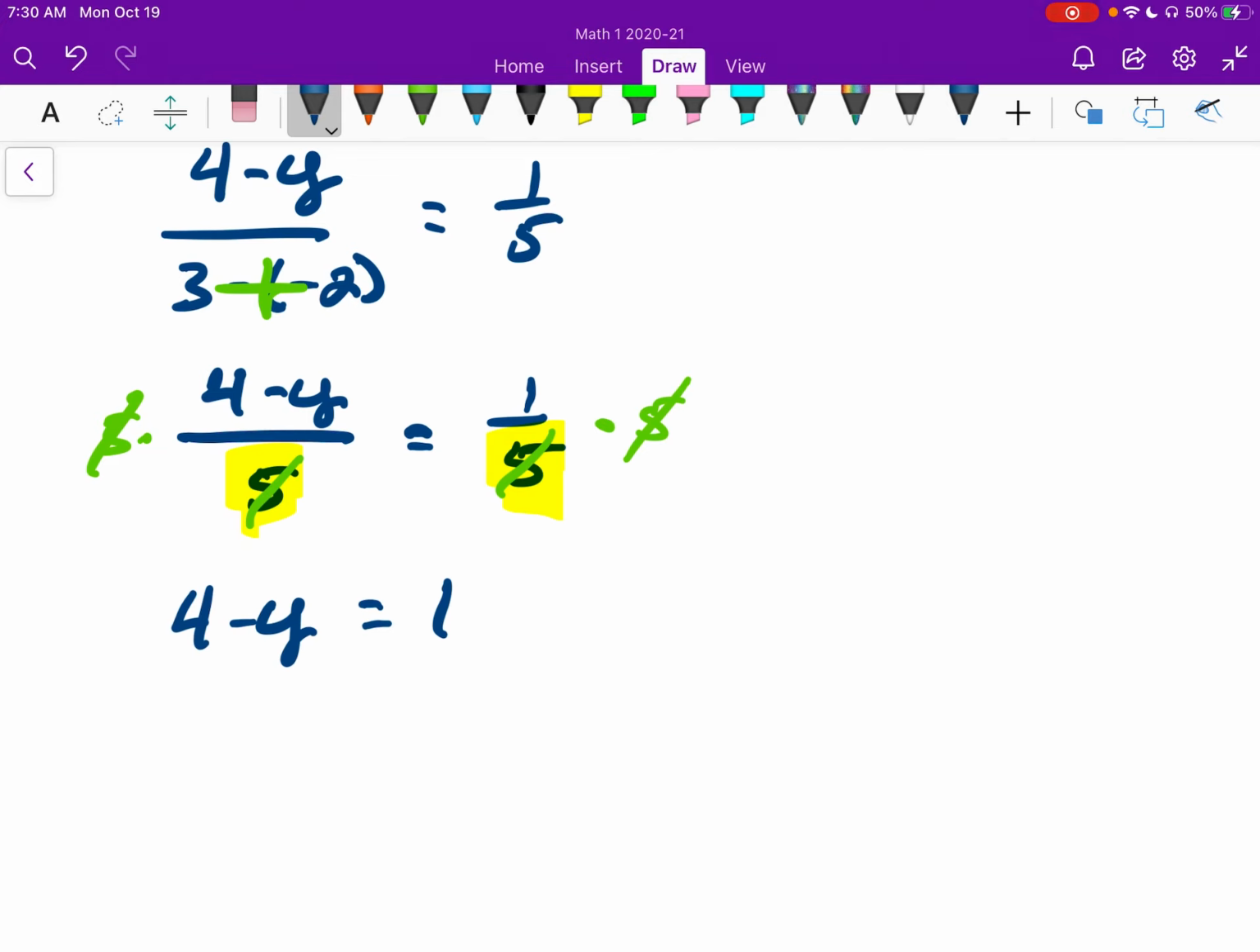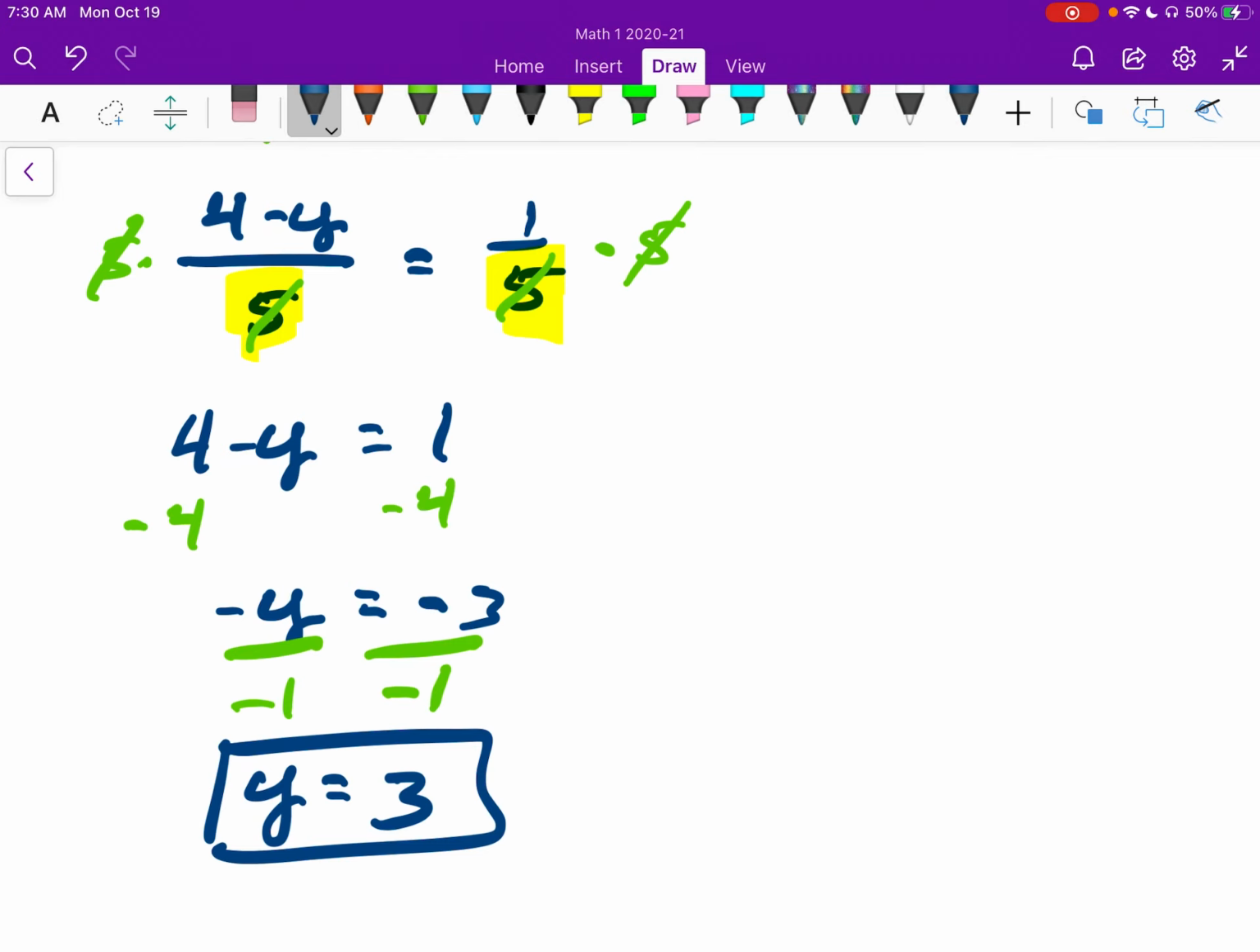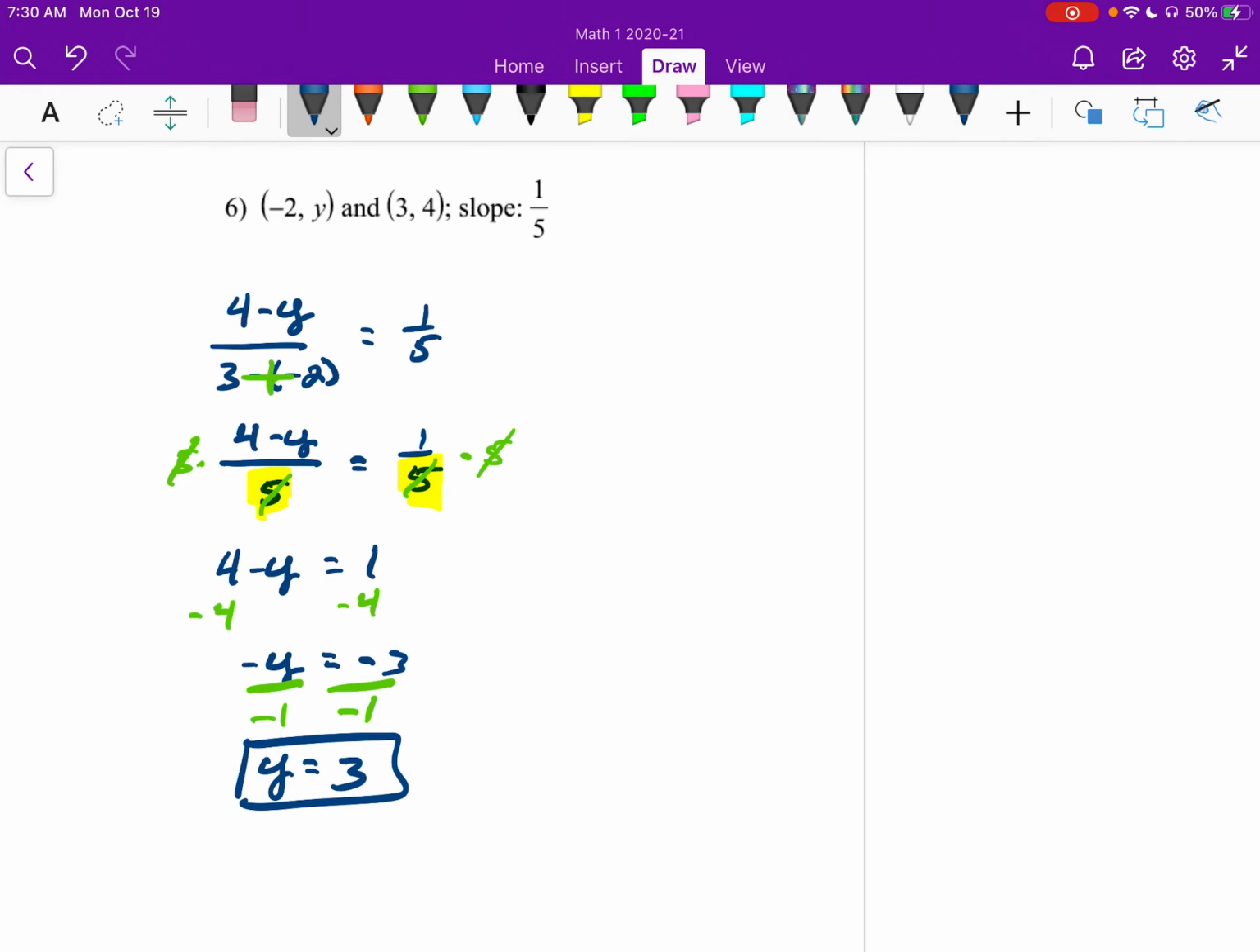So now we're solving here. We can subtract 4 from both sides. So I get negative y equals 1 minus 4 is negative 3. I divide both sides by negative 1, and y equals 3. And there we are.